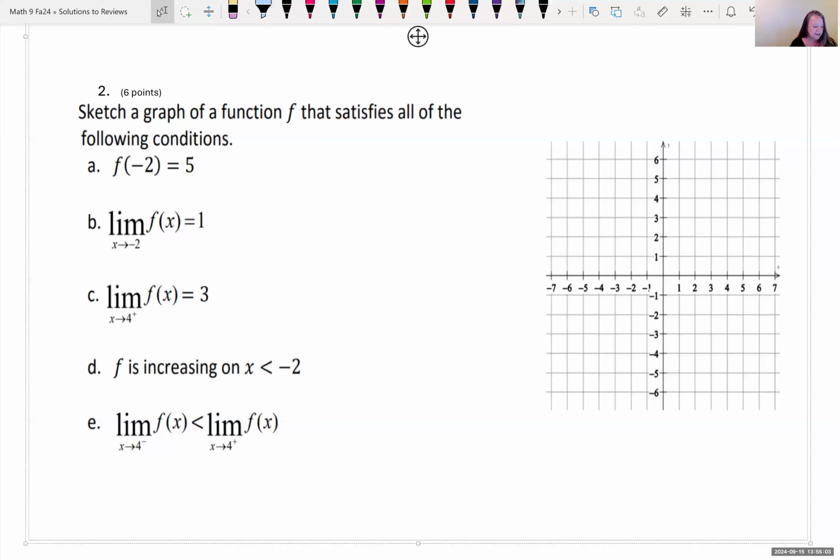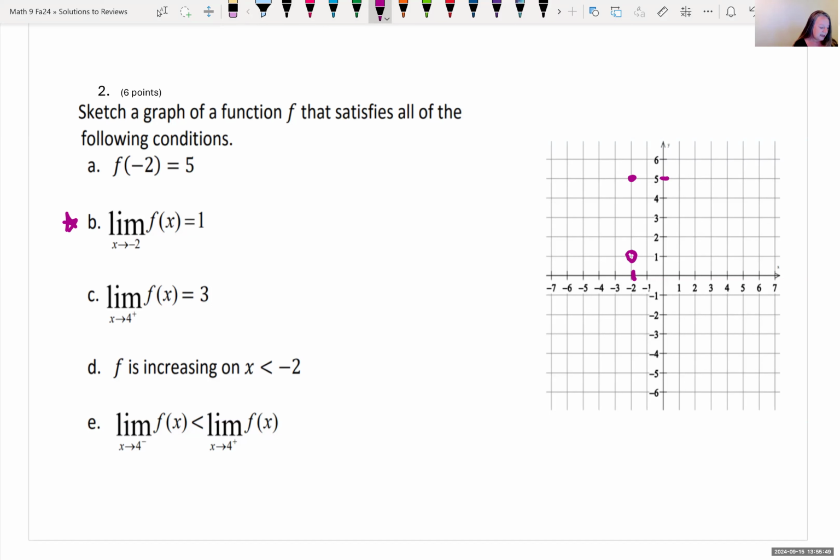Sketch a graph of a function f that satisfies all the conditions. First of all, it gives us that f of -2 is 5. That's telling me I have a point on the graph where x is -2 and my y value is 5. I get, though, that the limit as x is approaching -2 is 1. So I know that I'm going to have an open circle at (-2, 1), and I'm going to be getting closer and closer to this on the left and the right. I'm not sure if I'm increasing to that value on the left or decreasing. I'll come back to that in a minute. I'm going to put a little star here that I need to come back and look at this.